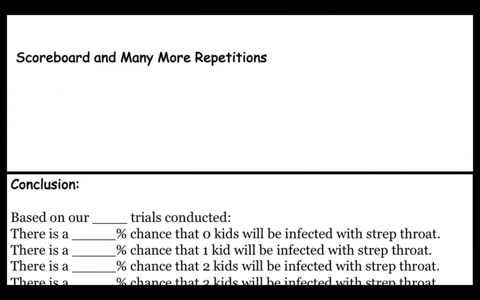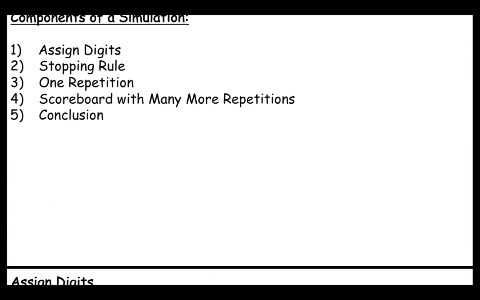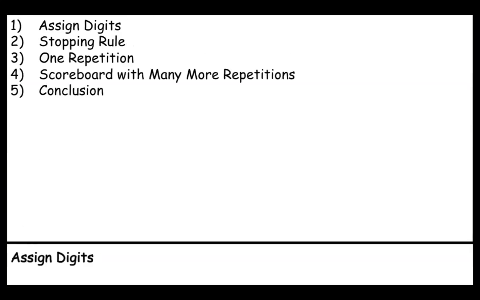The questions we have are down here. We have to fill in the blanks. Based on our number of trials, what percent of the times will 0 kids in the family get strep throat? 1 kid, 2 kids, 3 kids, all 4 kids. That's what we have to answer. So first thing is we have to assign digits.